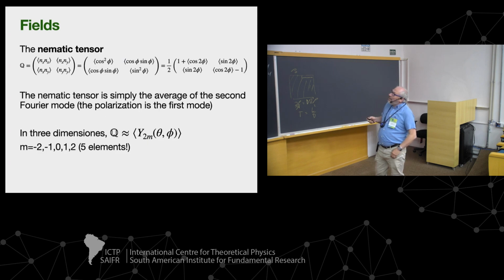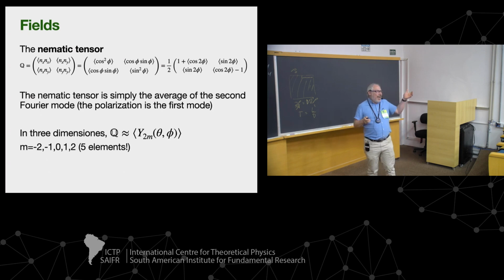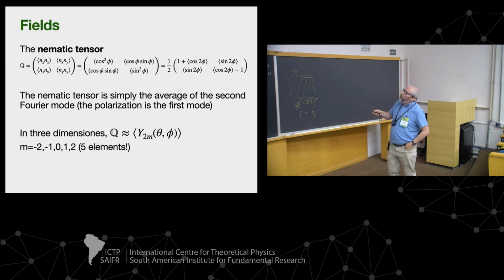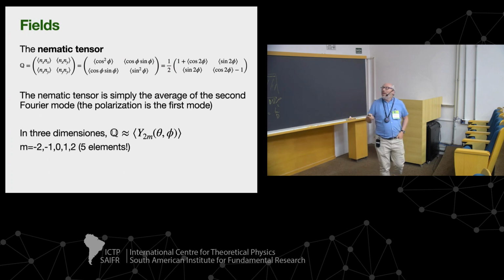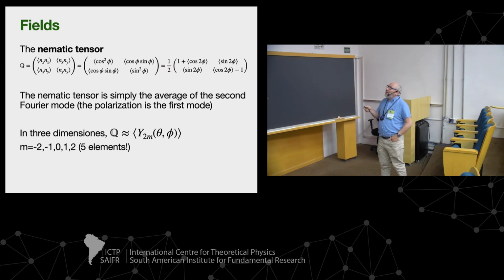Okay, but the nematic tensor is nx and nx and ny, whatever I said. And then you remember, nx is cos of phi, and ny is sine of phi. So this is cos squared. This is cos sine, this is cos sine, and this is sine squared. But from your high school, you remember that cos squared is 1/2 of 1 plus cos of 2 phi.